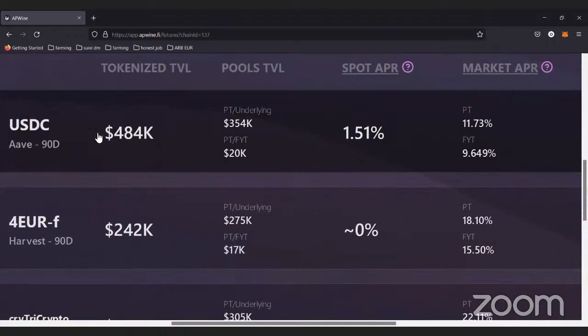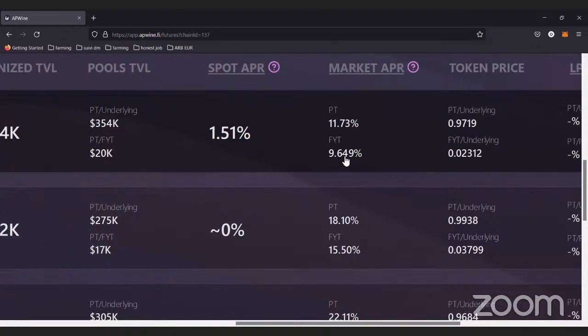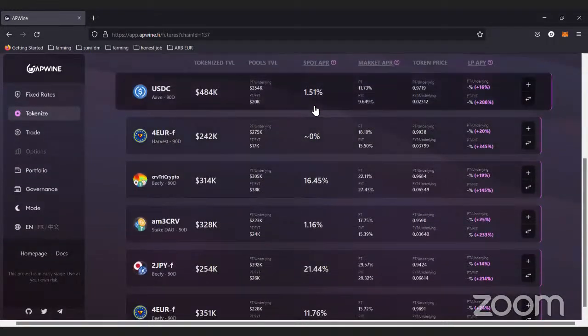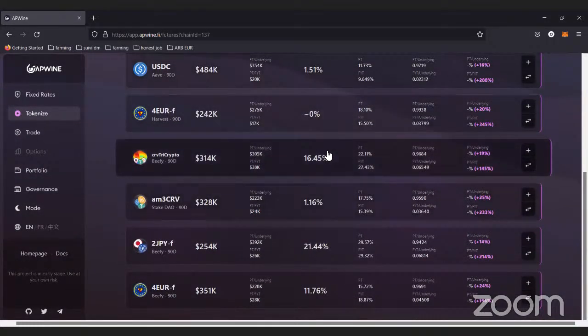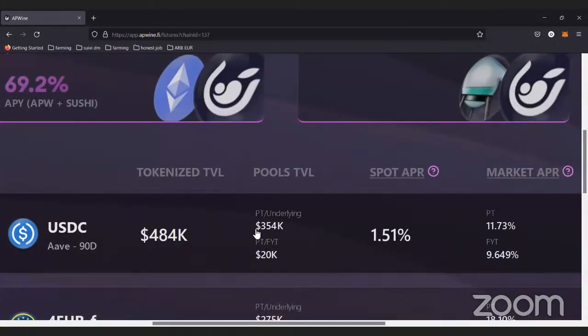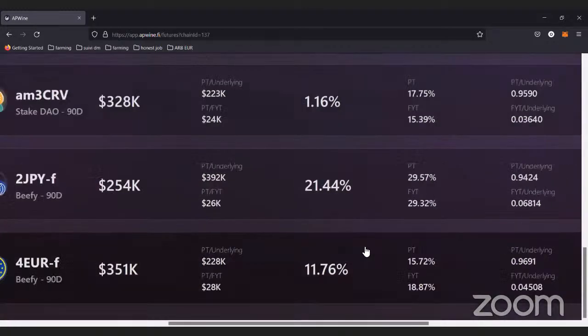Like here for USDC, for example, Aave pays you 1.51%, but if you sell right now, you will make 9.64%. So it's almost 7 times more on USDC. Of course, be careful, you can see that there is not a lot of liquidity. For example, here there is 20K dollars of liquidity, so you won't be able to make shit tons of money. Don't think that it's so easy.